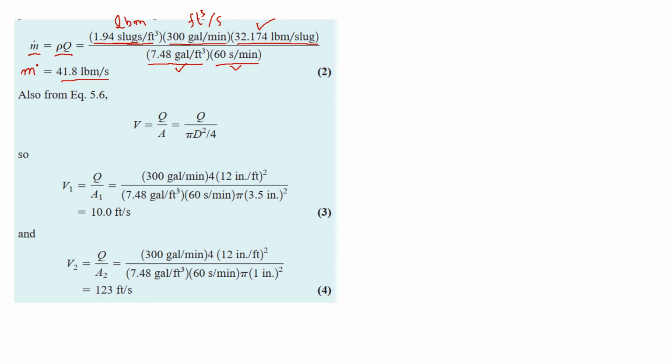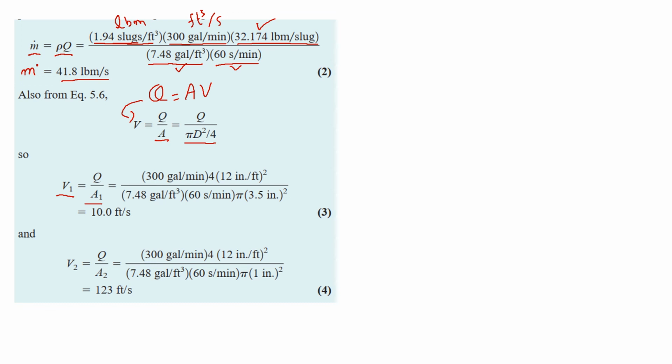pound mass per second. Also, we need to find the velocities, and for velocities we will use our volumetric flow rate equation, and from that we will compute our velocities by putting in appropriate values for the area at section 1 for velocity v1. These conversions are done again and again in each step. You don't need to do them again and again, you just need to do them at the start and put the values in the equation.